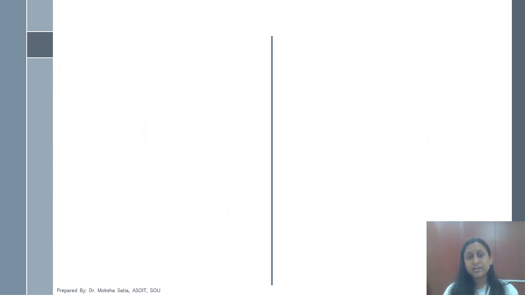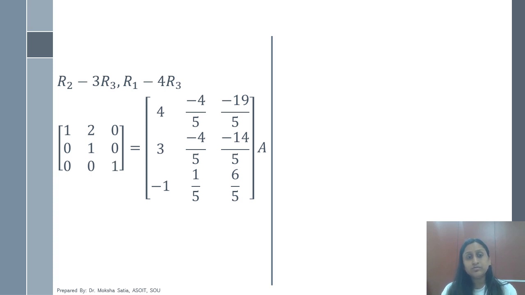So for the reduced row echelon form, I will focus on our third leading one, which is on the third row, and make all the elements above that leading one 0. For that, we'll have operations R2 minus 3R3 and R1 minus 4R3. This operation will apply on both the sides, and the resultant equation will be 1 2 0, 0 1 0 and 0 0 1 on the left hand side, and for the right hand side we'll have 4 minus 4 by 5 minus 19 by 5, 3 minus 4 by 5 minus 14 by 5, minus 1 1 by 5 6 by 5, into A.